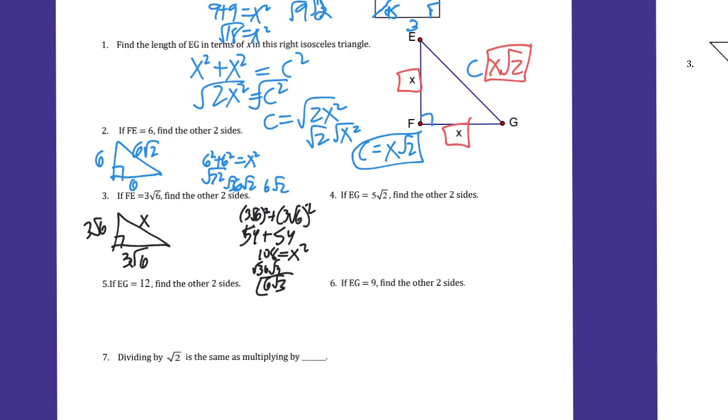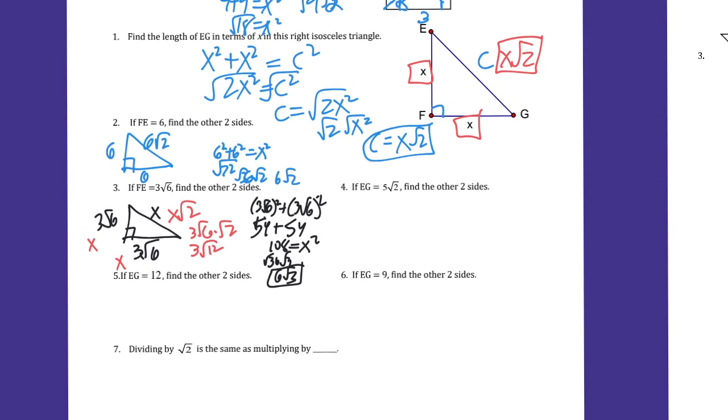Wait a minute. That looks kind of weird, doesn't it? Well, let's look at this. Remember, the formula says if these are each x, the ratio is x, x, and x root 2. Notice if I take x, which is 3 square root of 6, and multiply it by the square root of 2, I'm going to get 3 root 12. So 3 root 12 breaks into the square root of 4 and 3. The square root of 4 is 2, 2 times 3 is 6, or 6 root 3.